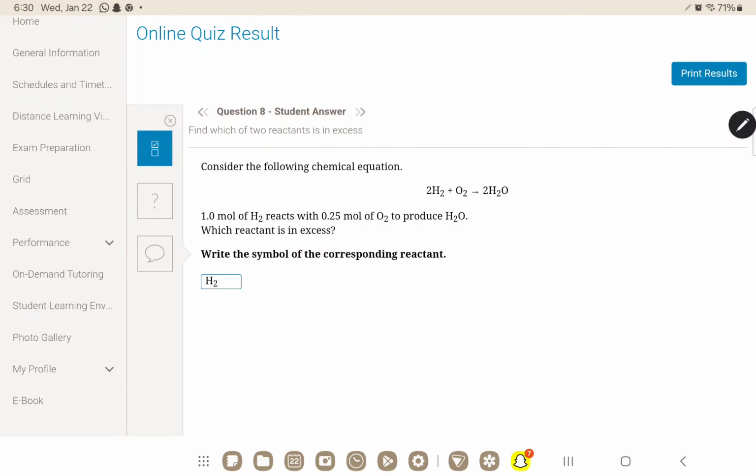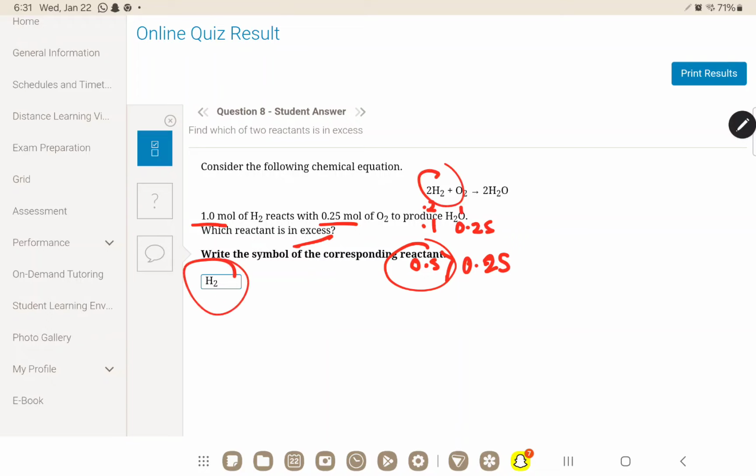Now here, they're asking us about limiting and excess reagents. 1 mole of hydrogen, 0.25 mole of O2. So here you have 2 moles and 1, and here you have 1 and 0.25. Then this is what you do. You do 1 divided by 2, you get 0.5, and you get 0.25 divided by 1, 0.25. Then you see 0.5 is bigger than 0.25, so the 0.5 is your excess. If it's bigger, and the 0.5 belongs to H2, so that is your answer. You don't put the coefficient with it, by the way.